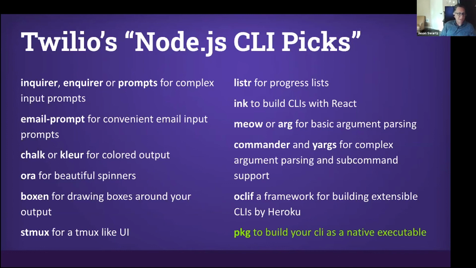Last thing I threw in there is pkg. Pkg will build your Node.js app as a native executable for your platform, so that if you want to distribute it to others, for example, as a Mac binary, a Linux binary, or a Windows binary, it makes it really simple to set that up. I'll pause here. I know this is kind of an information-rich slide.